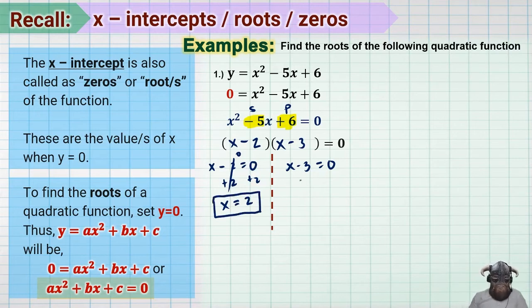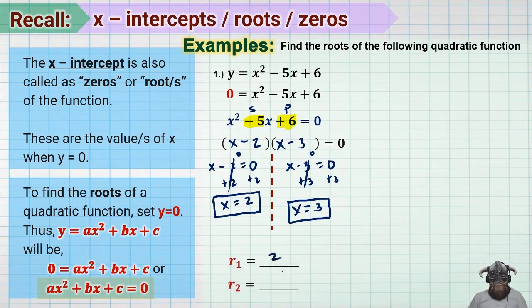From this side, we can add 3 for both sides, making this one equal to 0. Therefore, our x in this equation will be equal to 3 because 0 plus 3 is 3. Having that, we have two roots on this given quadratic function. The first root is 2 and the second root is 3. Next, let's try to have another example for this one.